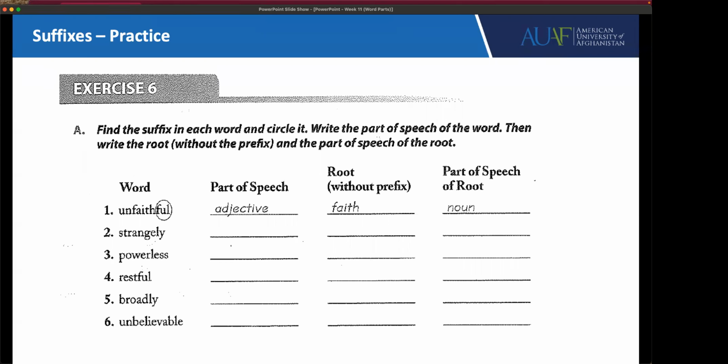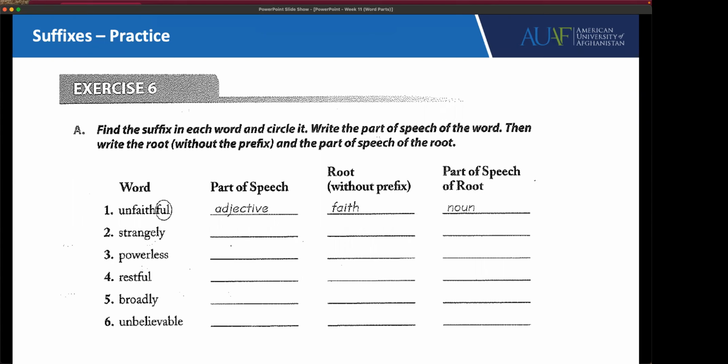Broadly is an adverb. The root is broad, and it might be a noun. No, it's an adjective. It means wide, so it's an adjective, but good. Thank you. And your internet is much better now.